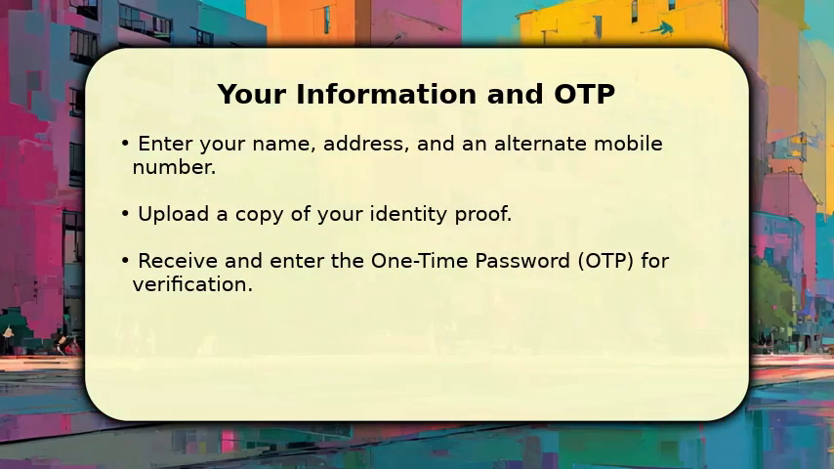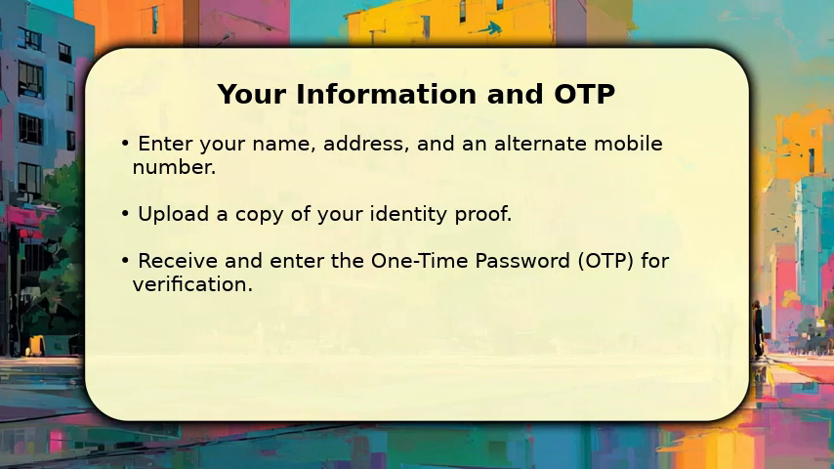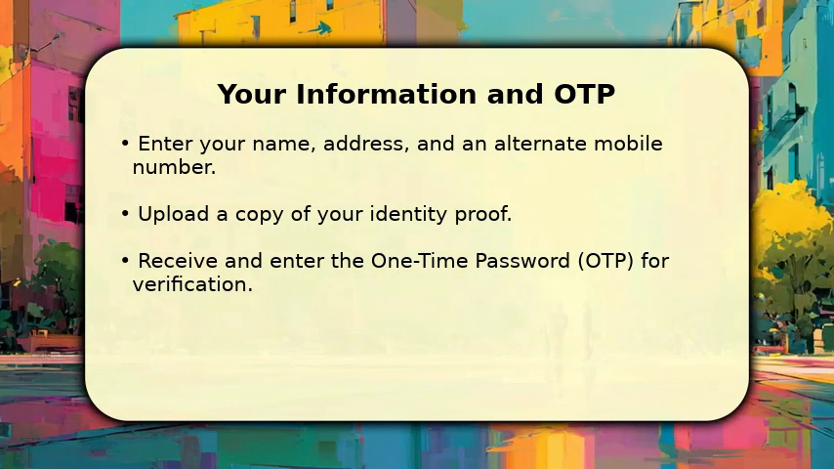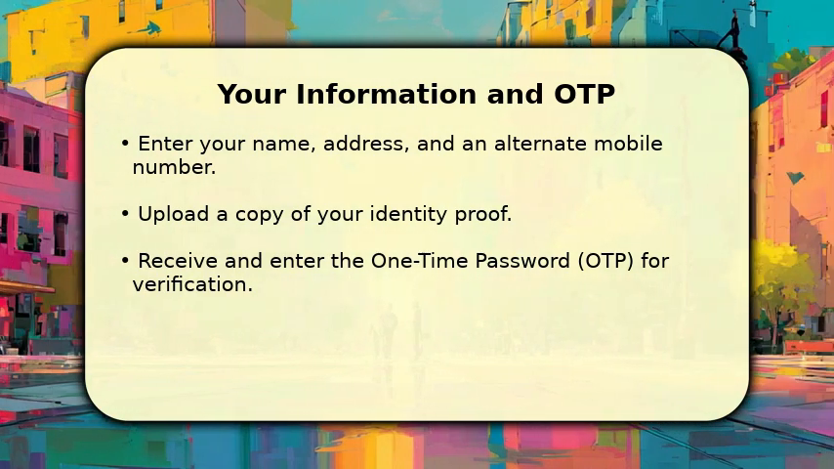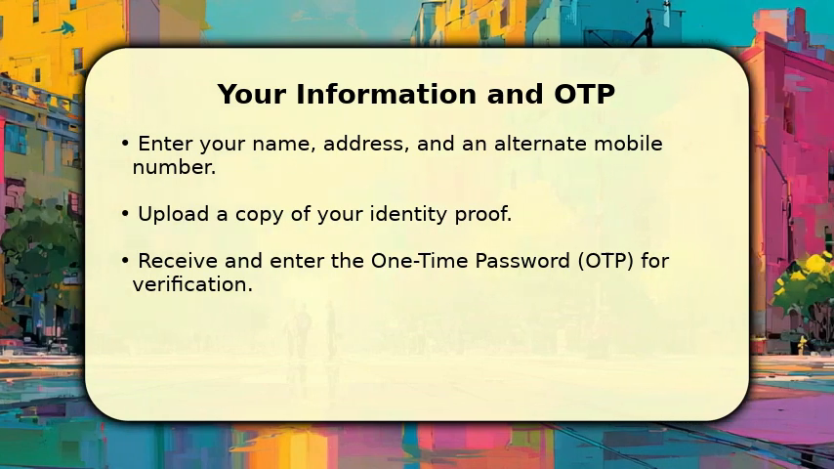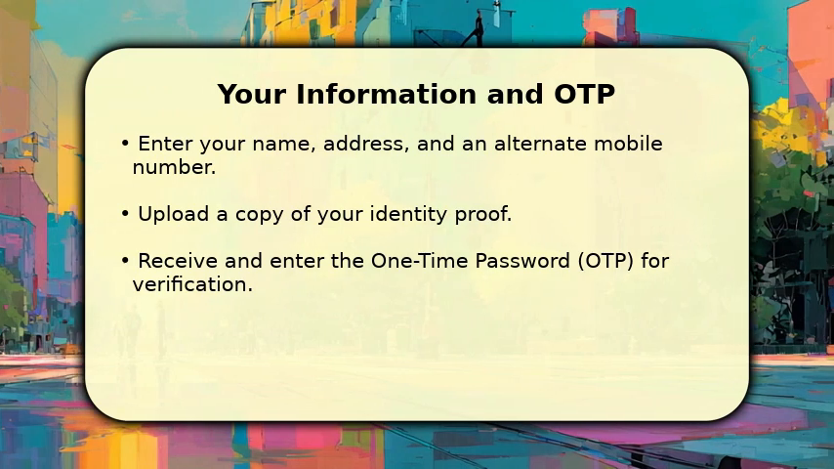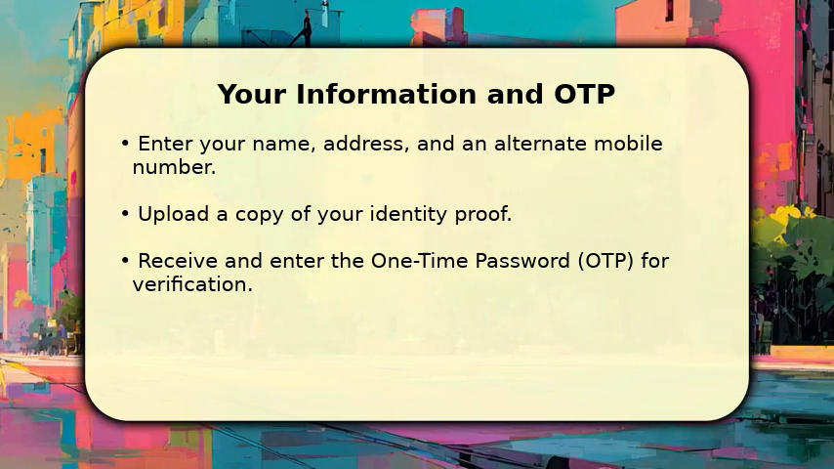Now, it's time to input your personal information. Provide your full name, current address, and an alternate mobile number for communication. You'll also need to upload a clear copy of your identity proof, such as an Aadhaar card or driver's license. Finally, an OTP will be sent to your alternate mobile number for verification. Enter this 6-digit code to proceed with your complaint submission.